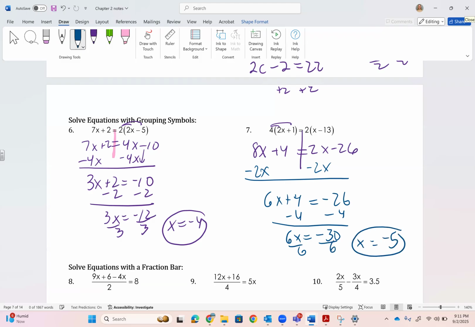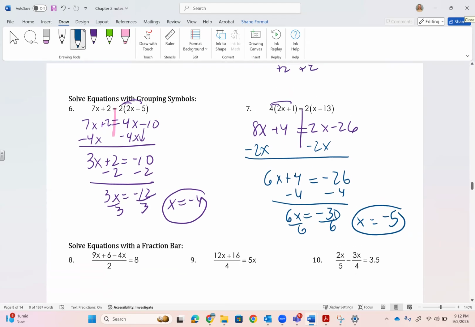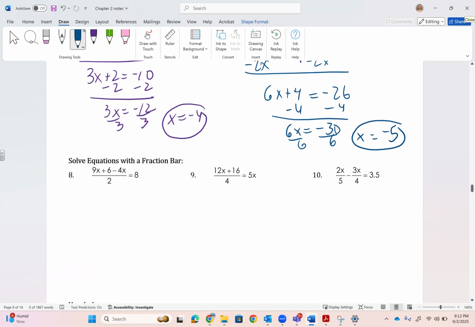So distribute as you want to, and then anytime you want to move a term from one side to the other, add or subtract, do the opposite of the sign of that term. Okay, so let's solve this.